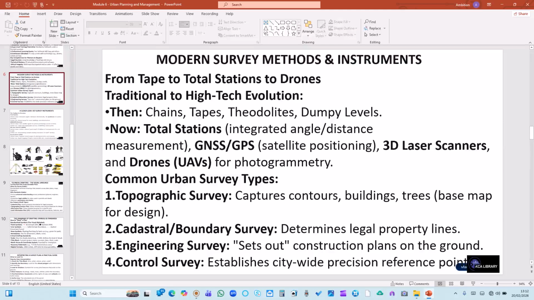Now, the common urban survey types include the topographic survey, which captures contours, buildings, and trees as a base map for design. Number two is the cadastral or boundary survey, which determines legal property lines. We have the engineering survey, which is used for the construction of roads and sets out construction plans on the ground. Then we have the control survey that establishes citywide precision reference points. So these are some of the types of surveys we have.